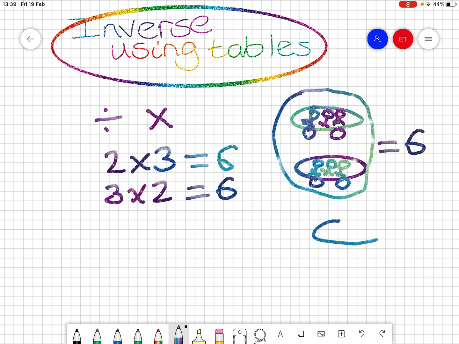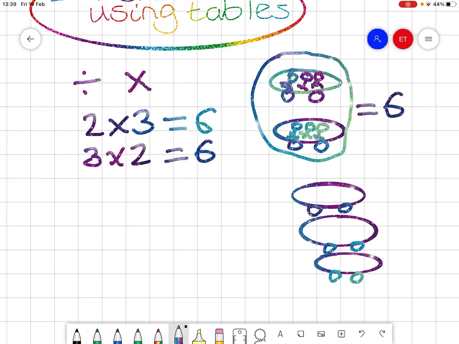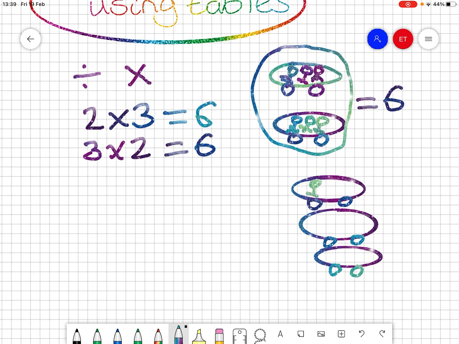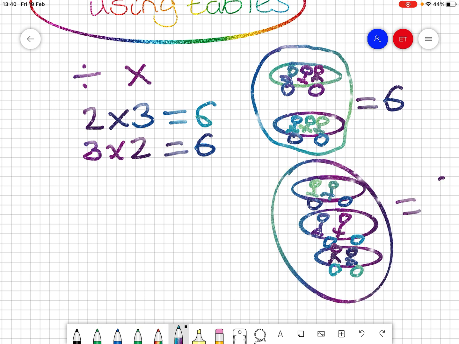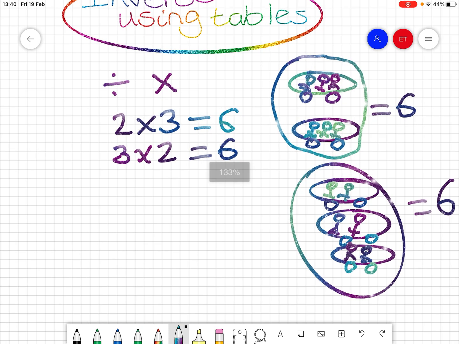So if we had 3 buses, excuse my drawing, I'm not very good at this. If we had 3 buses and 2 people on each bus, all together we're going to have the same amount, aren't we? So what happens if we do 6 divided by 3? How can we use our times tables to solve the answer to that question?